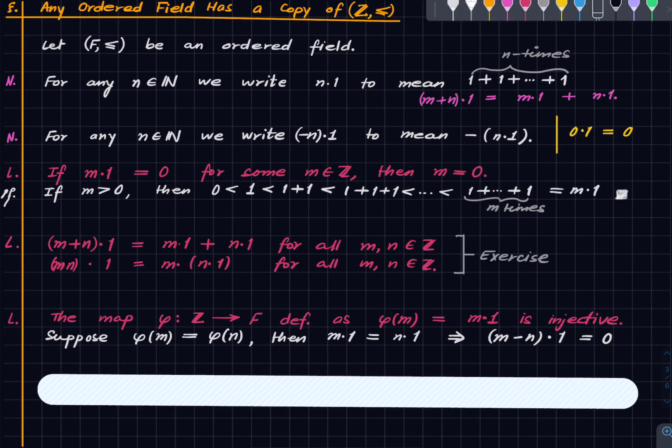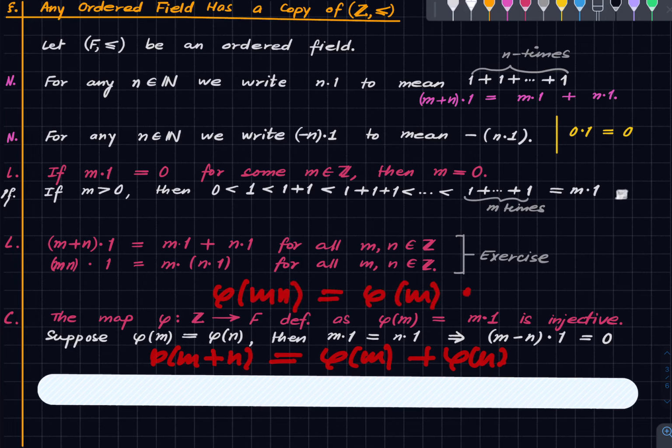All right, and now we have this corollary about injectivity. So if m and n had the same image under phi, then we would have this, and hence we would have that. But now use this one to deduce that m minus n must be 0 and hence m equals n, which shows injectivity. So there is a copy of Z inside F, and because of the previous lemma, it respects the addition. Because of the previous lemma, phi of m plus n is equal to phi m plus phi n, and it also respects the multiplication. Phi of mn equals phi m times phi n.